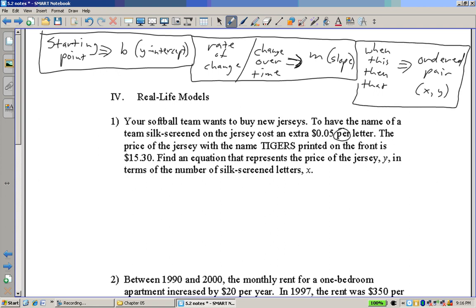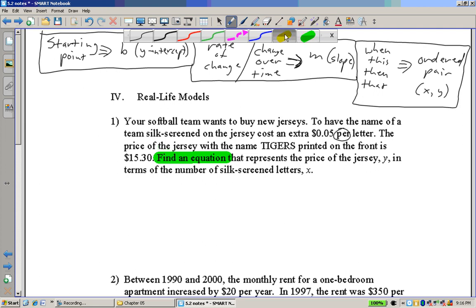Now the possibilities for these word problems are pretty substantial. They could give you a starting point and a change over time. They could give you a rate of change and an ordered pair. They could give you an ordered pair and a y-intercept. There's many different combinations that you could choose here. So what we're going to do is look at our real-life model here and try to answer the question. Now, where's the question? Find an equation. And that's what I'm going to have to answer. There's nothing else that it tells me to do. If I find the equation, then I am done.